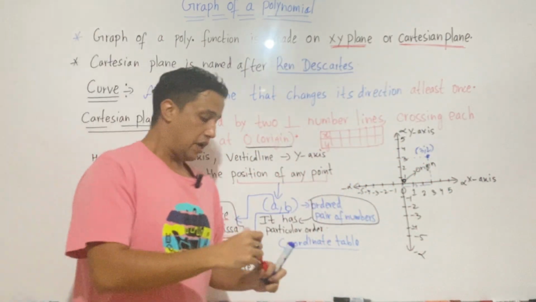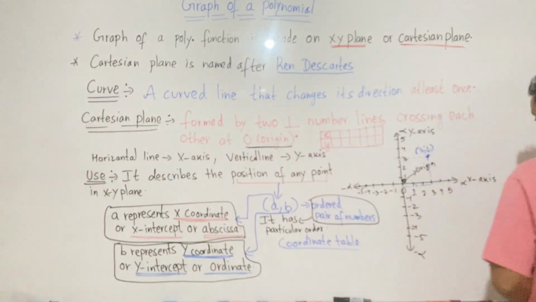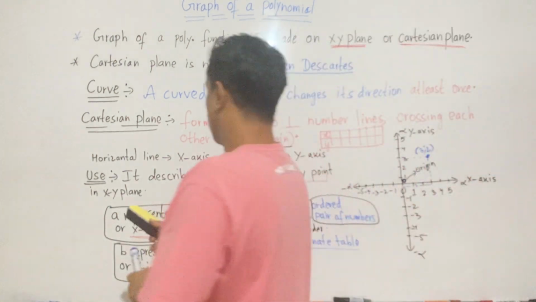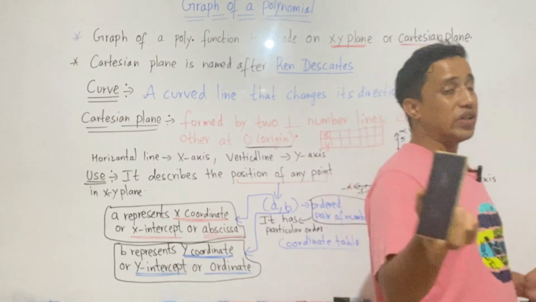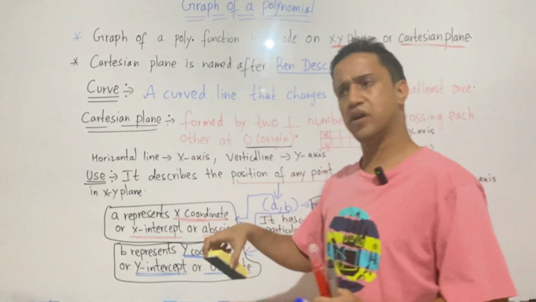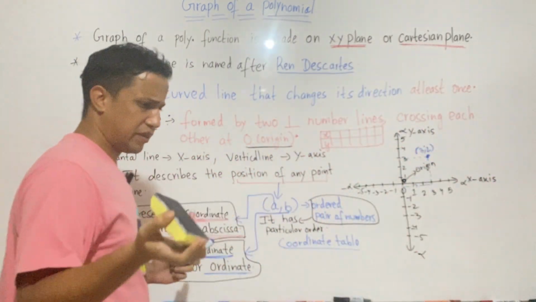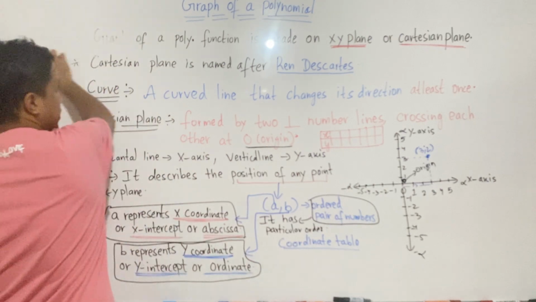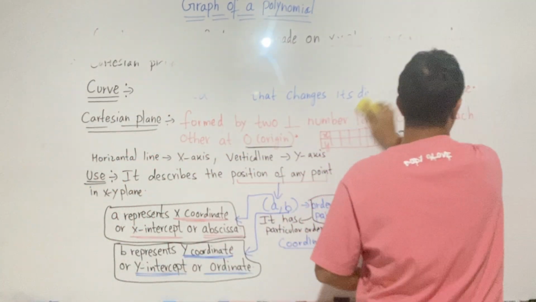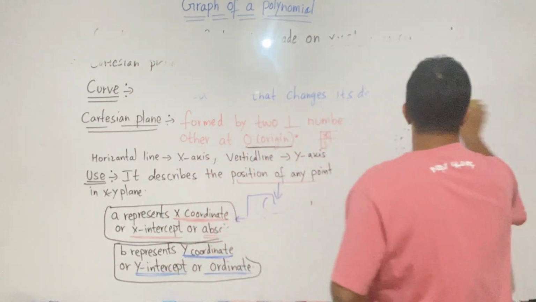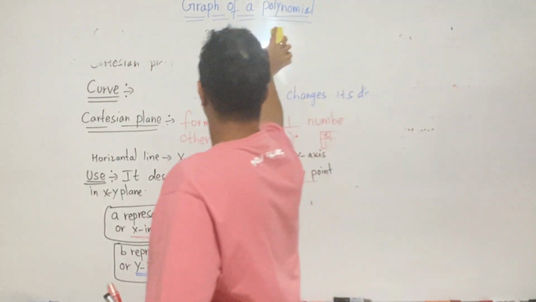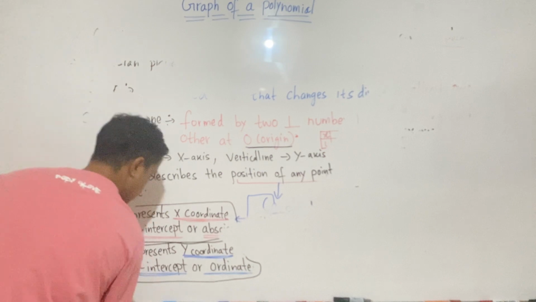Okay, so let's start with the graph of a polynomial, because we have different types of polynomials. So we'll start first with the 0 degree polynomial, the constant polynomial. Okay, graph of polynomial, we'll start with the constant polynomial.